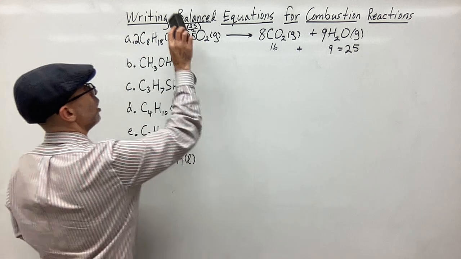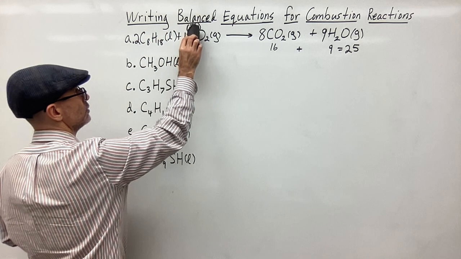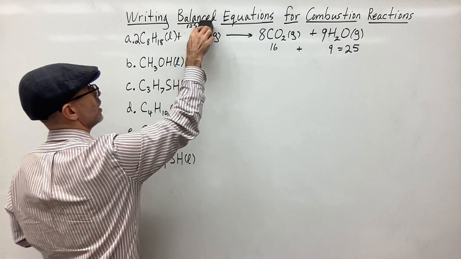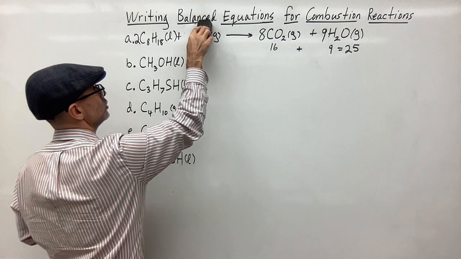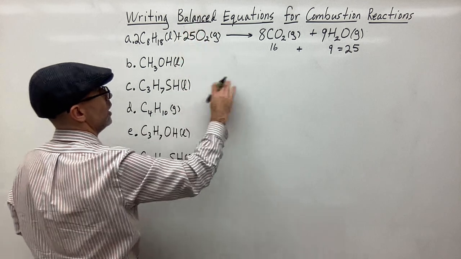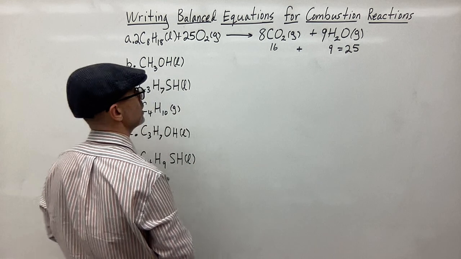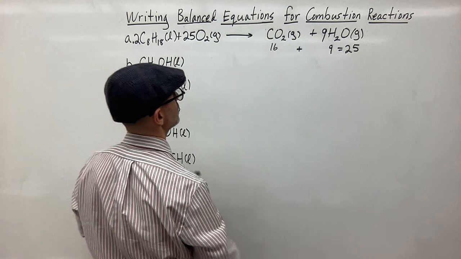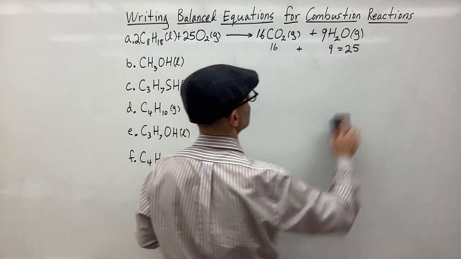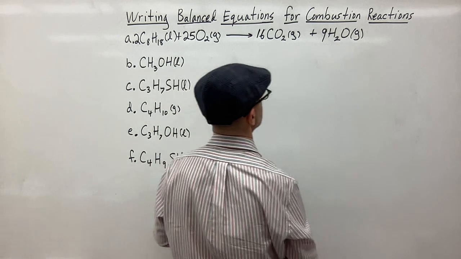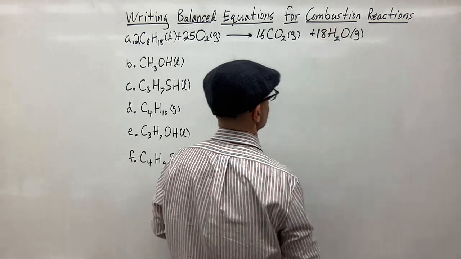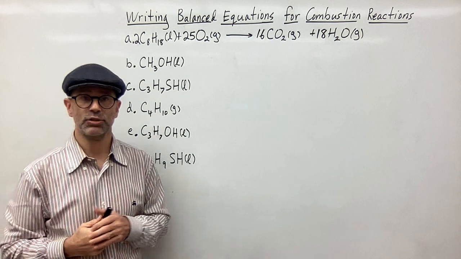And then 2 times 25 halves is 25, or 2 times 12 and a half is 25. So I'm going to update this, change this to 25. And then 2 times 8 is 16, so I'm going to change that to 16. And then 2 times 9 is 18. I'm going to get rid of this, and I got 18 here. So now I have my balanced combustion reaction.